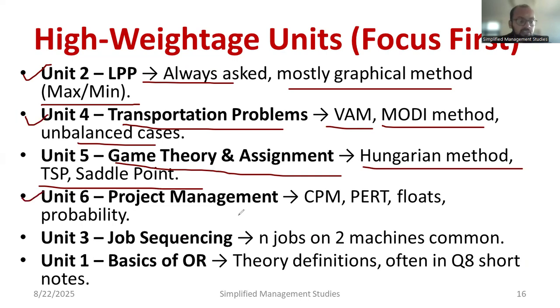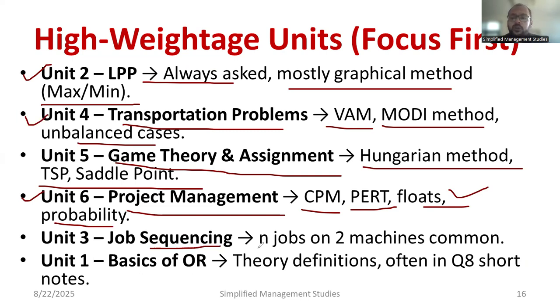Then unit number six is project management: critical path method, project evaluation and review technique, floats and probability. That is also very important. You may get it in the form of theory and a numerical example. Unit number three, job sequencing, job to machine, machine to job. There are n jobs on two machines. It's a common type of question if you see the previous year question papers.